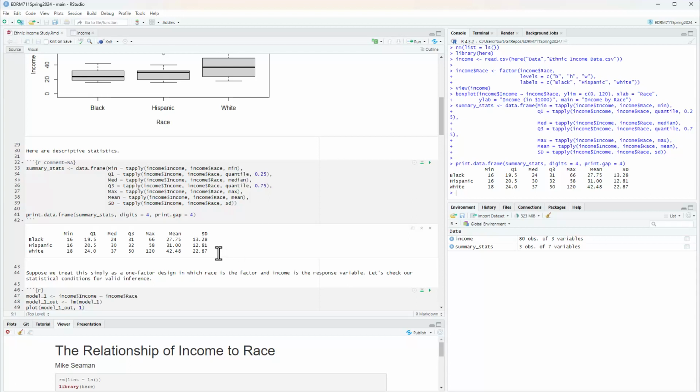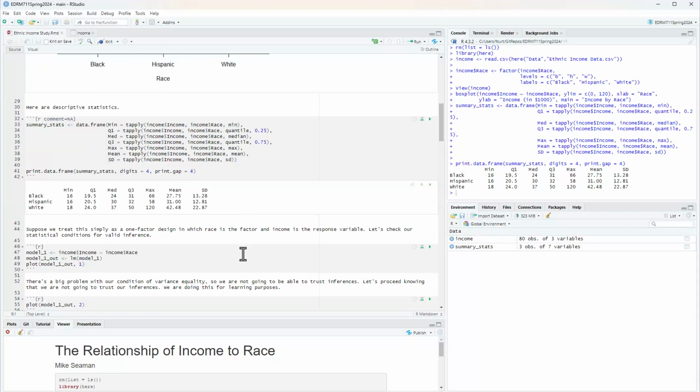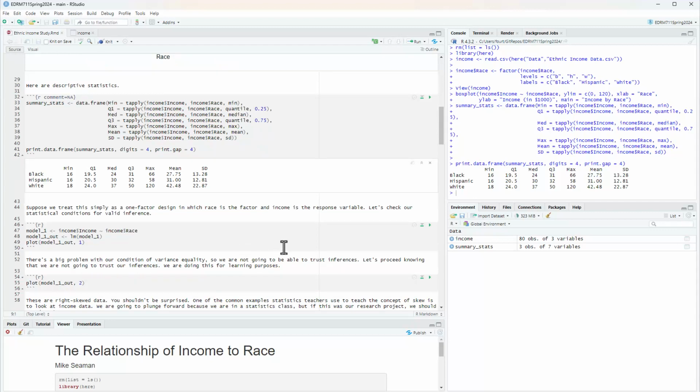I note in the standard deviations here that the variation is similar with Blacks and Hispanics. We saw that in the box plot, but a great deal more in the white condition. Now, if we treated this as a one-factor design, where race is the factor and income is the quantitative response variable, we would check our conditions for valid inference.